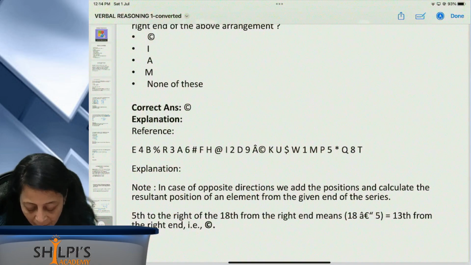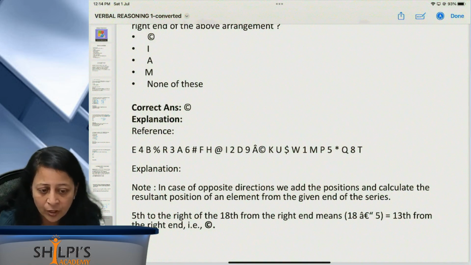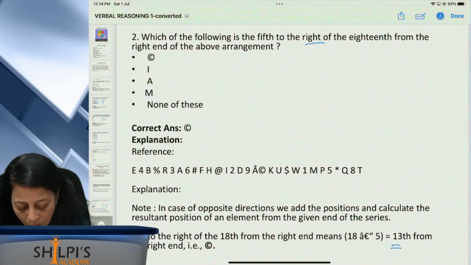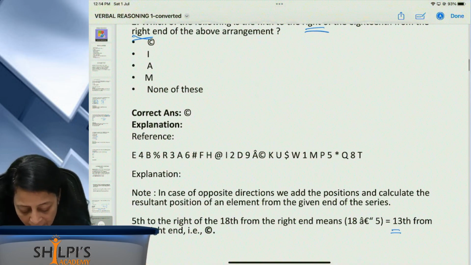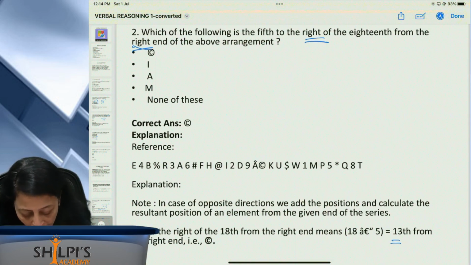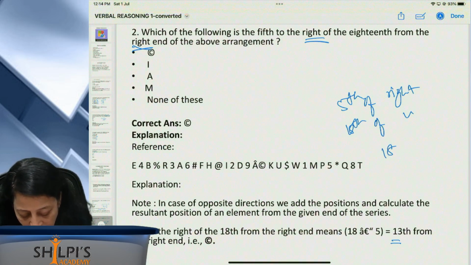When it is in opposite directions, we just add. Here, fifth to the right will be subtracted, because both are on the same side. This is right, and here also right. So 18th of right and fifth of right, when both are in the same direction, just subtract and you get 13. So it is the 13th from the right end.